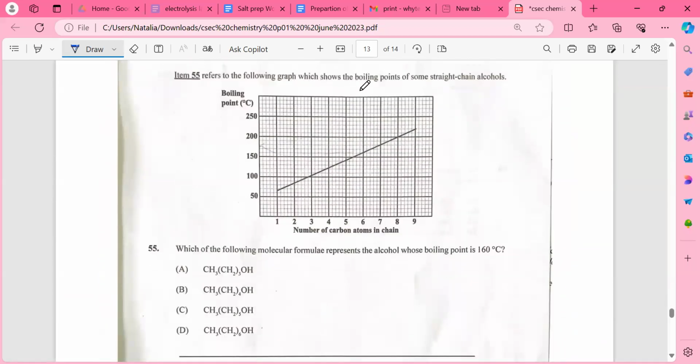Item 65 refers to the following graph, which shows the boiling point of some straight chain alcohols. Which of the following molecular formulas represents the alcohol whose boiling point is 160? So we're going to find 160 on the graph. And then the carbon number is 6. So it's going to be the alcohol which has 6 carbons. 1 and 3, 4. 3 and 4, 5. 1 and 5, 6. So it's going to be C.